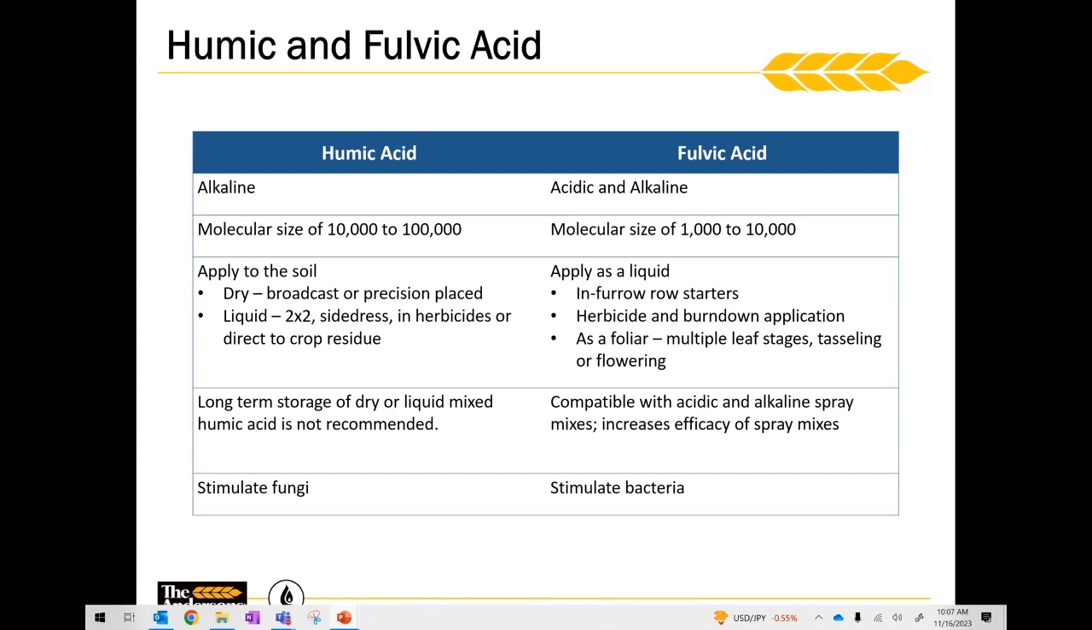Fulvic acid is more fit for our in-furrow applications or foliar applications, and that's because of its compatibility in wide pH ranges and being a generally better chelator of our minerals because of, again, that solubility and molecular size. So that's a really great application with fertilizer, fungicides, or herbicides.